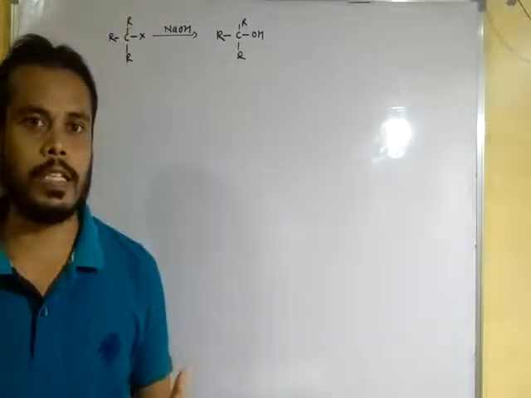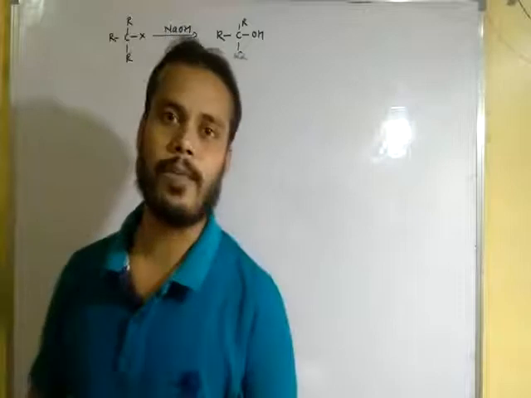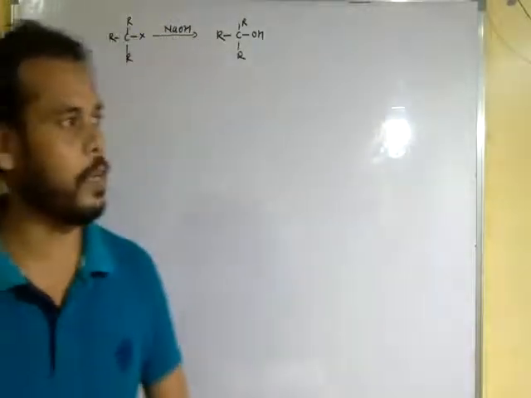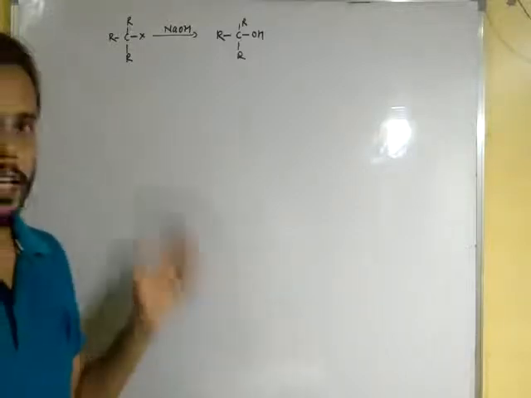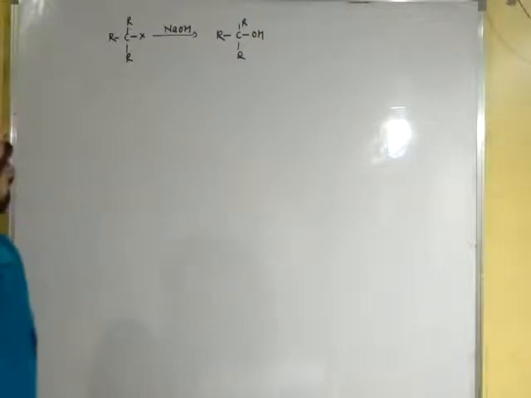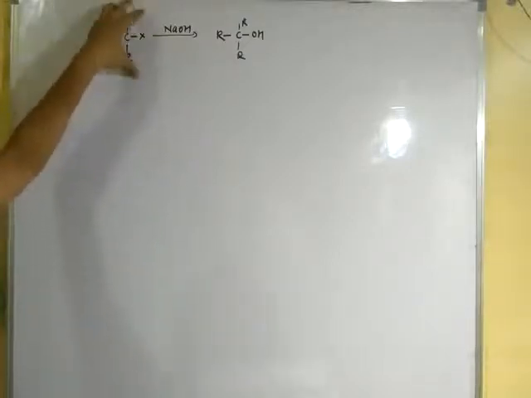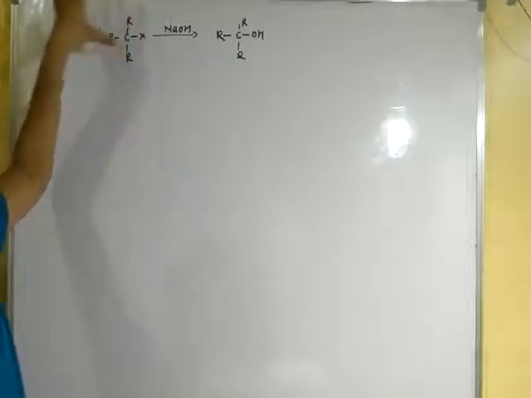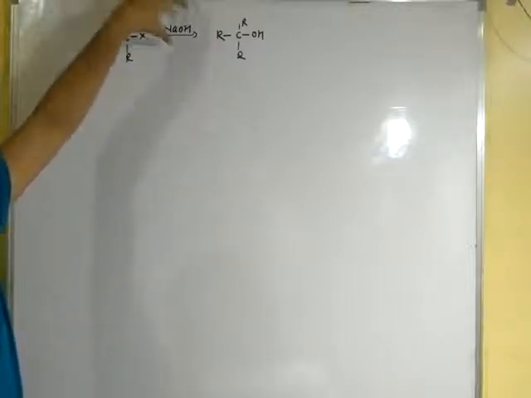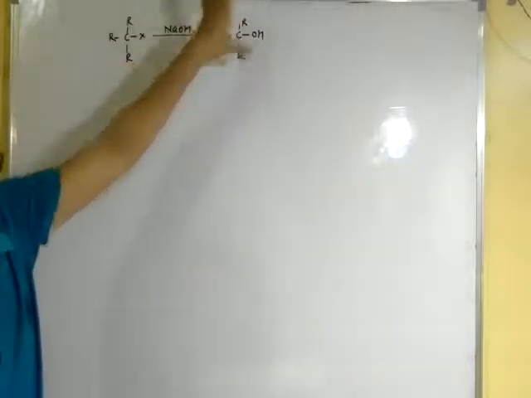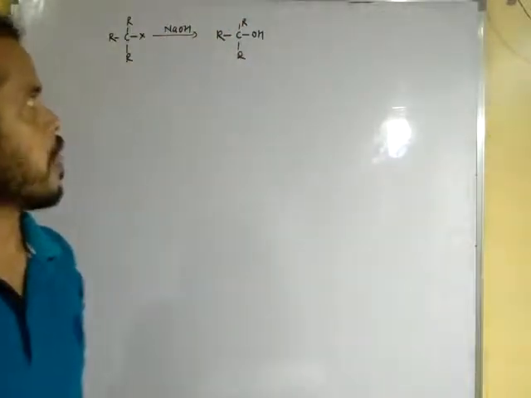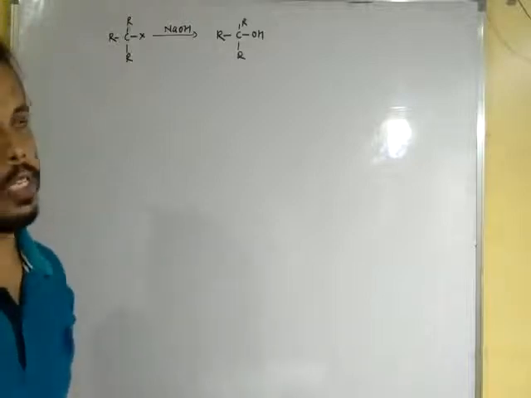We were discussing nucleophilic substitution reactions, and for these we have taken an example skeleton. You can solve lots of reactions with the help of this skeleton. Here is a tertiary alkyl halide treated with NaOH base to form an alcohol. So this is an example of a nucleophilic substitution reaction.